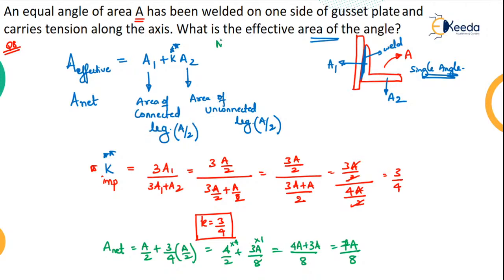See, this is again a NAT type of question. So you have to give it in proper decimal. 7 by 8 will give you a value equal to 0.875A. So 0.875A is the effective area of an equal angle section. Because he's told equal angle, what did I do? A1 and A2 I took as A by 2, A by 2. That is very, very important. Also, the value of K is very, very important to solve this particular type of question. So let me write it as the answer. Clear? I hope it's clear, right?